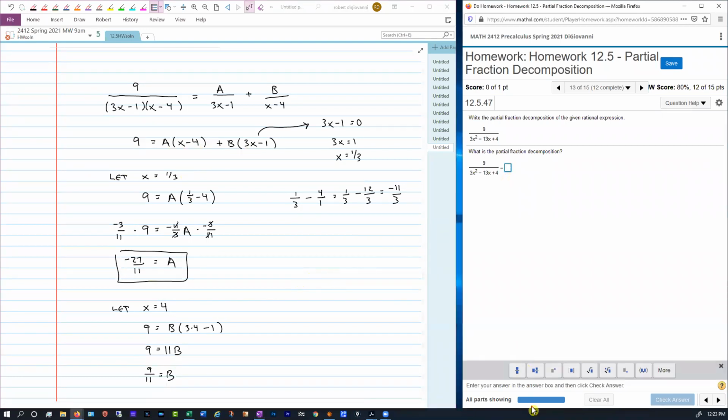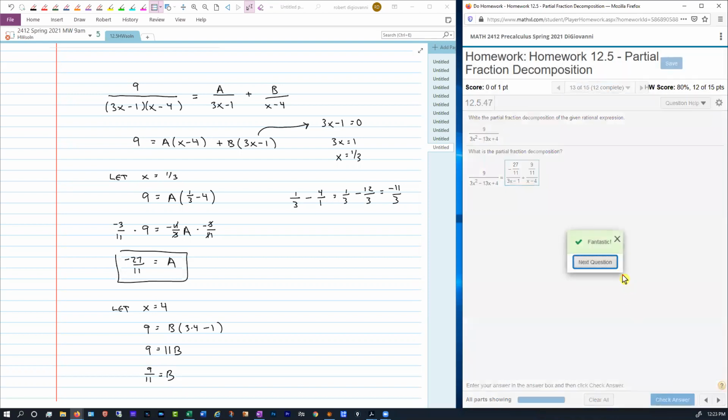So let's try this. So first, a is -11/3. No, a is -27 over 11, but that's on top of 3x minus 1. And then b was, another fraction here, b was 9 over 11. And that's over x minus 4. Okay.